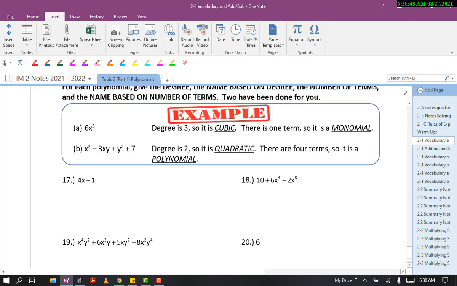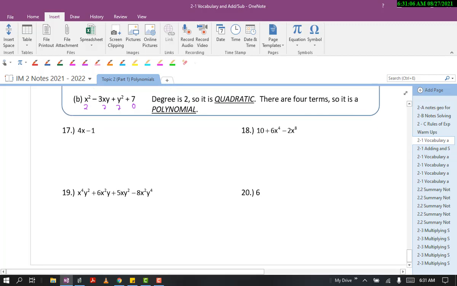In letter B, degrees individually are 2, 2, 2, and 0. So the degree is 2, so it's quadratic. And there are 4 terms, so it's a polynomial. A quadratic polynomial is what we would call this.